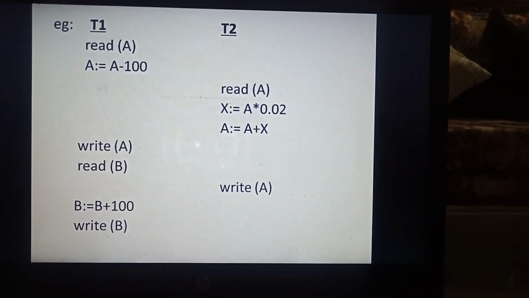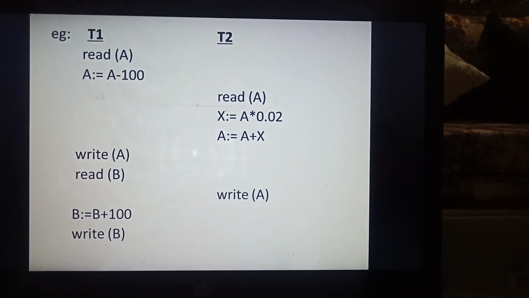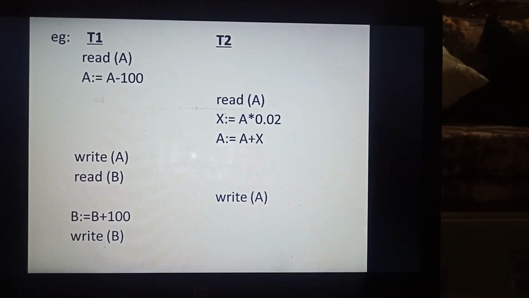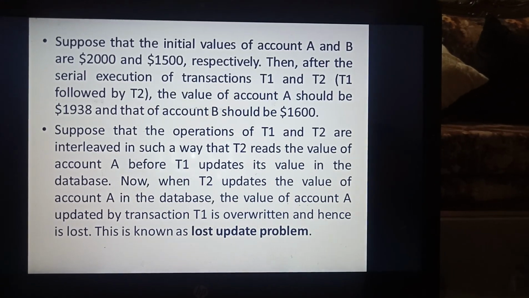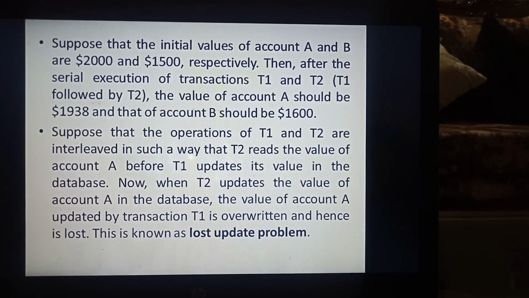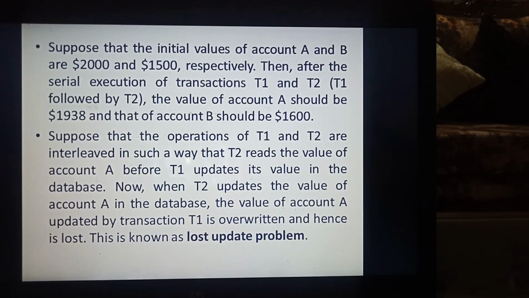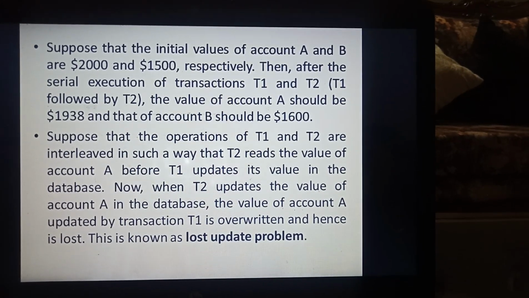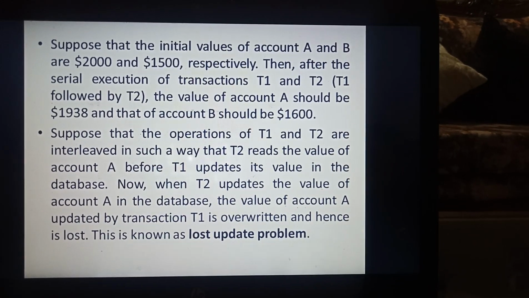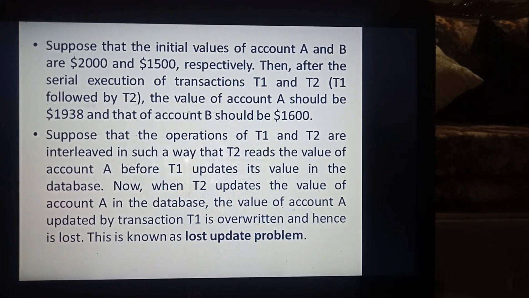Now you can see this example. There are two transactions in this schedule, T1 and T2. Some operations are performed on this. Now let us discuss this example. Suppose that the initial value of account A and B are $2,000 and $1,500 respectively. Then after the serial execution of T1 and T2, the value of account A should be $1,938 and the account B should be $1,600.